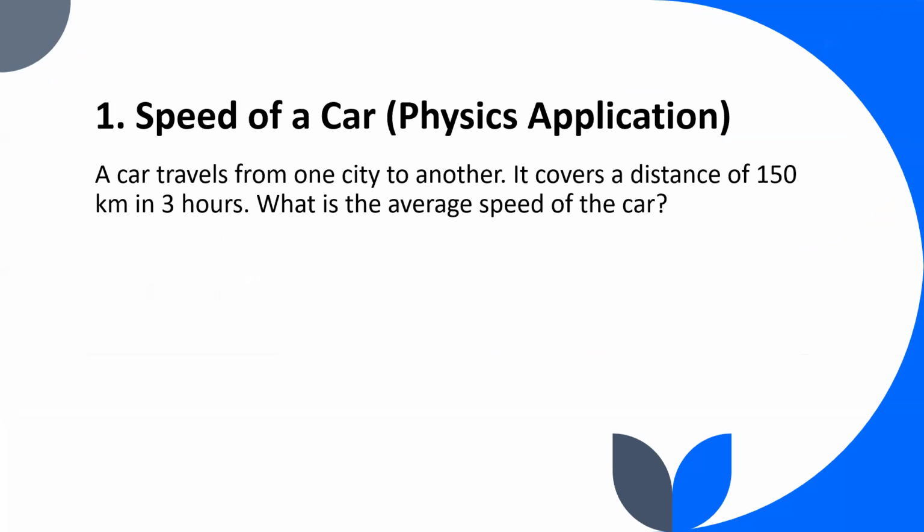So our first application would be a physics application. The speed of a car. So a car travels from one city to another. It covers a distance of 150 kilometers in 3 hours. Okay. So when you're thinking about, okay, you're starting and stopping, your interval from here is I'm starting at 0 and I'm ending at 3. Does that make sense? So my interval of time is 0 to 3.